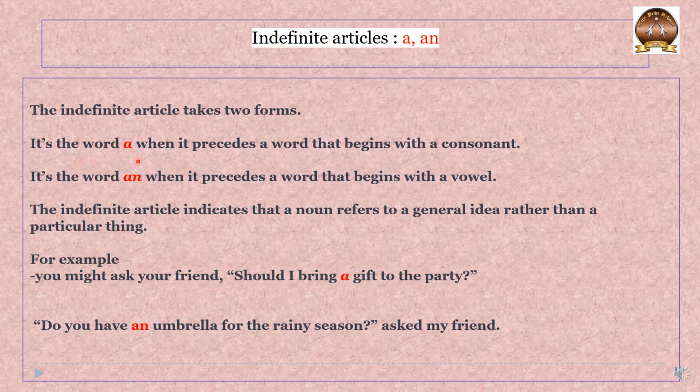So it's the word "a" when it precedes a word that begins with a consonant, like here, "a gift". G is a consonant. And it's the word "an" when it precedes a word that begins with a vowel, that is, "an umbrella". So U is a vowel. So it indicates that a noun, articles in the indefinite article, that is "a" and "an", indicates that a noun refers to a general idea rather than a particular thing.